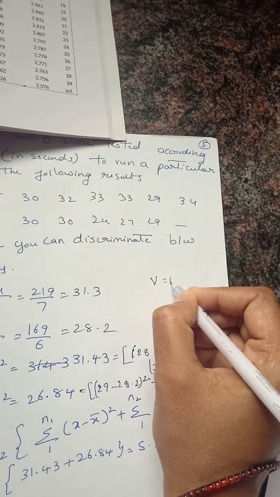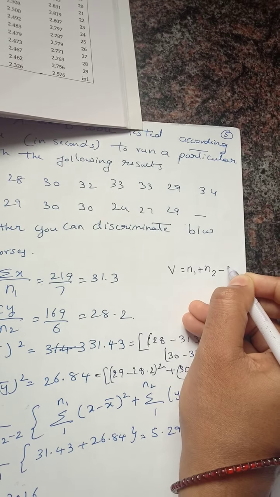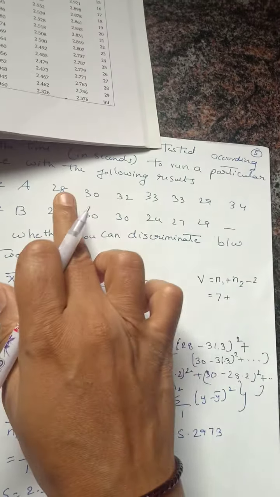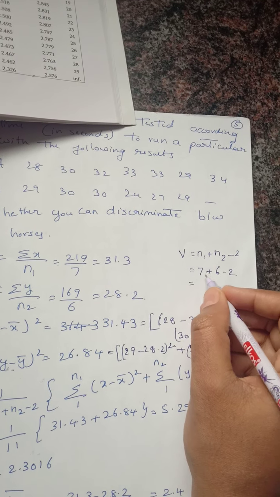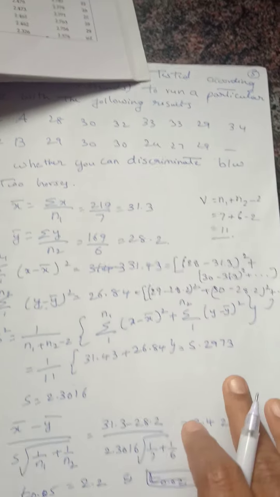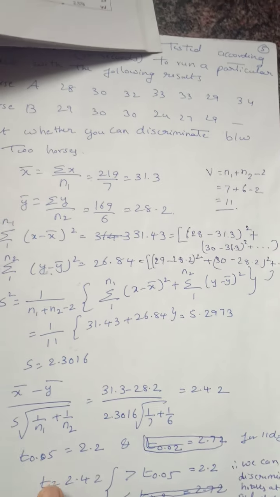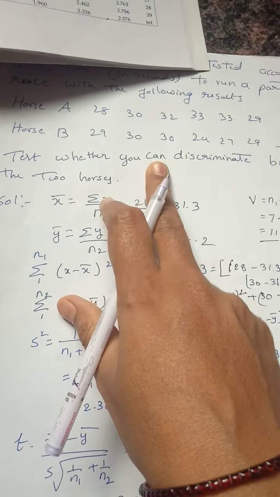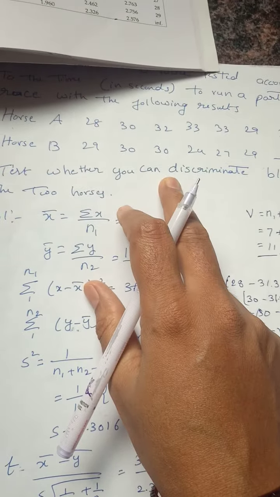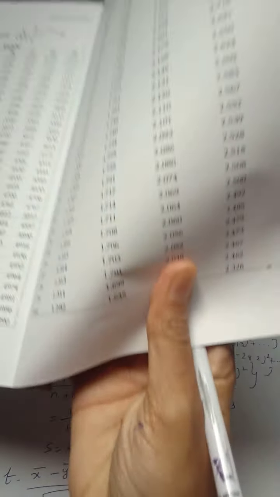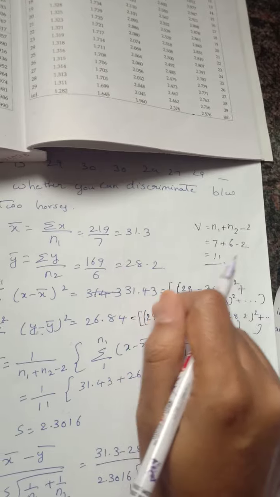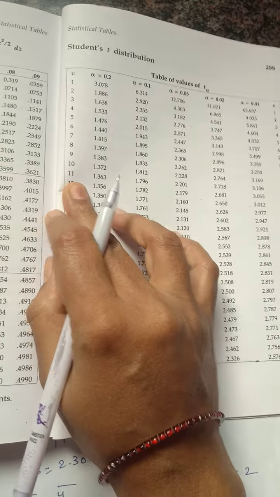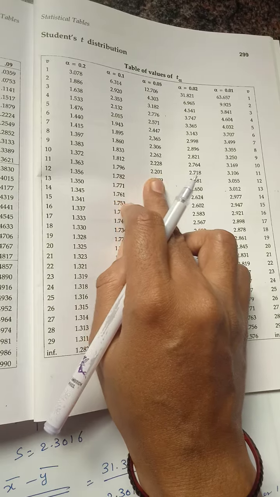This is the method. When two means are given, the degree of freedom is n1 plus n2 minus 2. Here n1 is 7 and n2 is 6, so 7 plus 6 minus 2, that is 13 minus 2, which is 11. Now how to see the value: I am considering 0.05 here because they have not mentioned at what percent level of significance. So I have to see the value at the 11th degree of freedom, which we got from this problem. So at 11 degrees of freedom, at t 0.05.